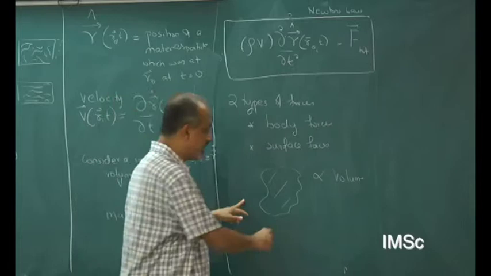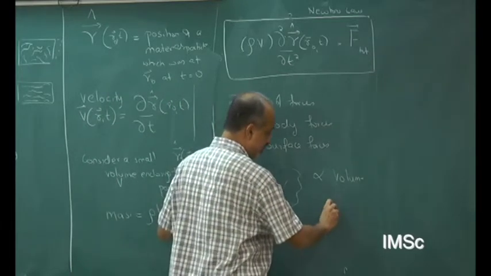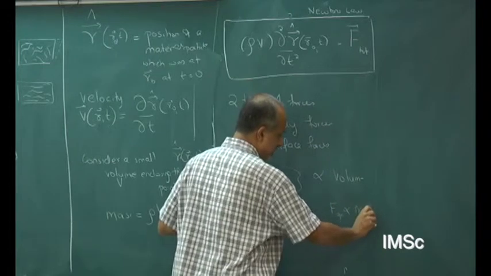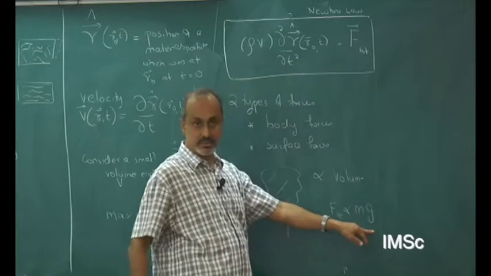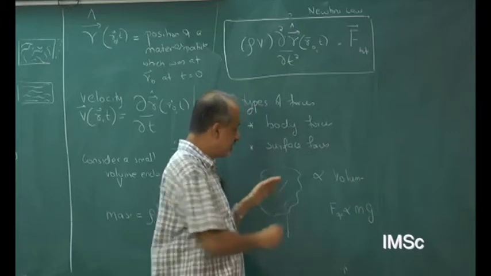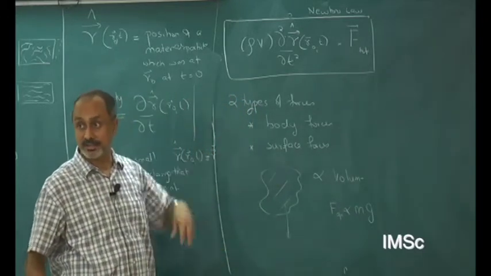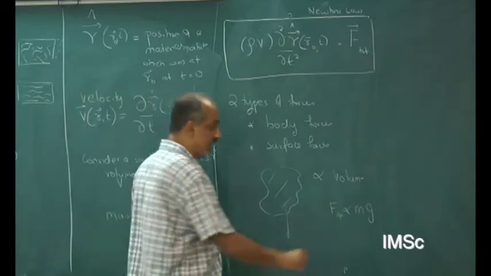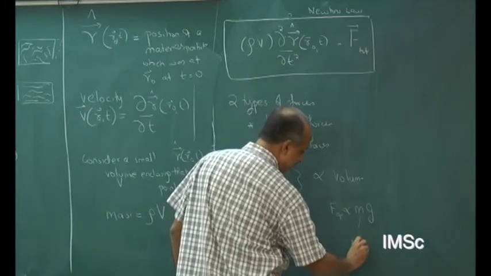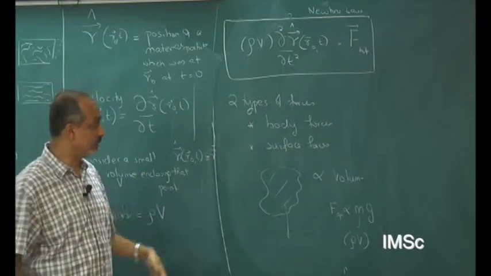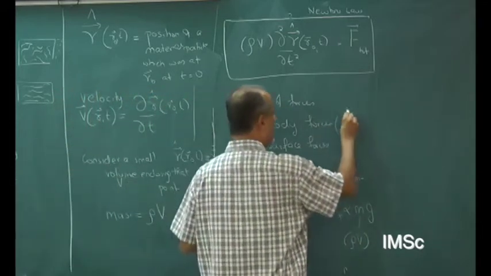One force is just simply gravity, because the force of gravity, F gravity, is proportional to the mass times the acceleration due to gravity. But the mass contained in this depends upon how big it is. So it's proportional to the volume that is contained in here. So this mass here would be the density times the volume. This is called a volume force or a body force or a bulk force.